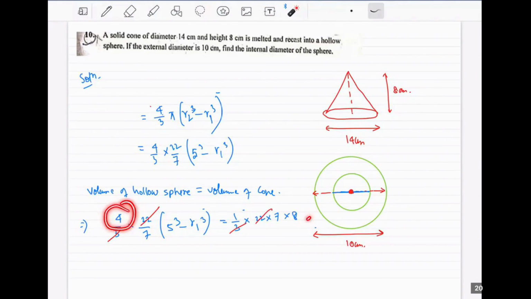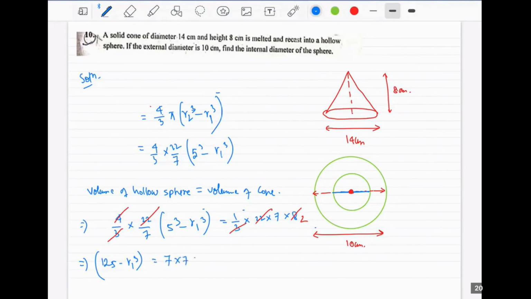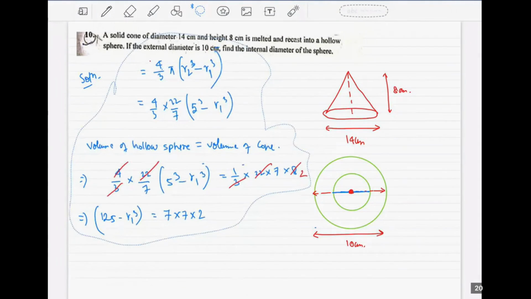Okay. 4 and 8. Numerator, numerator, you can cancel them out. 4 twos are 8. What is left then? What is left? Check out. 125 minus R1 cube. 125 is obtained from here. 5 cube is 125. 5 5s are 25, 25 5s are 125. And this 7, it will go to the other side. The other side, what is left? 7, 2, and another 7 if it goes to the other side. So we will have 7 into 7 into 2. Let's put it up. Okay.